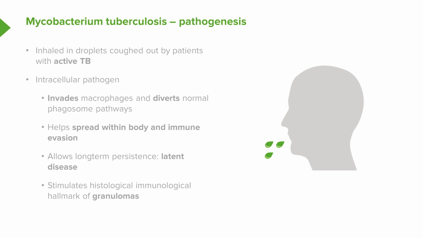So the pathogenesis of M. tuberculosis, like influenza A, requires being infected by somebody with active disease. So if somebody has active lung disease with tuberculosis, they will cough, and in the cough, there will be infected droplets carrying the bacteria that can be inhaled by somebody else. And once the bacteria is inhaled, it goes into the lung, and there it actually invades your normal mechanism for protecting the lungs against bacterial infection, which are the alveolar macrophages.